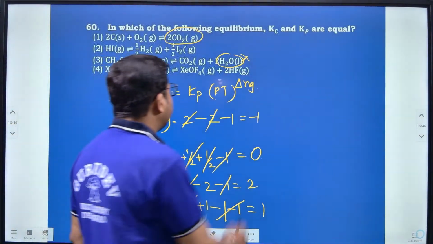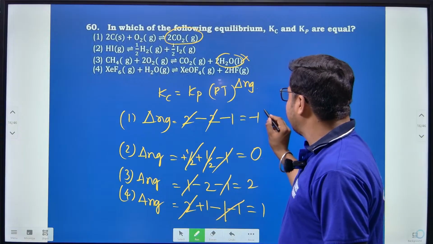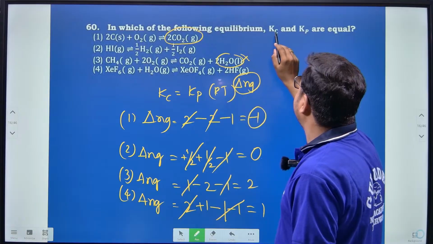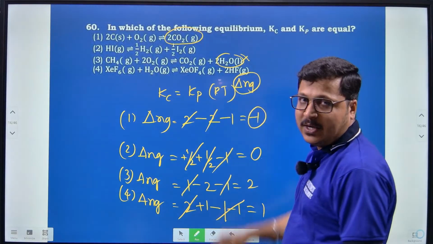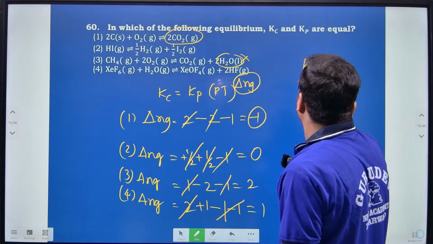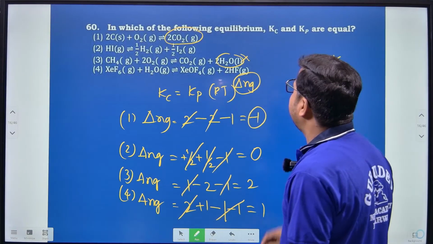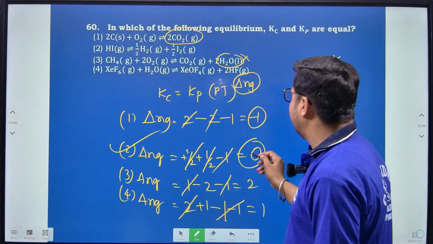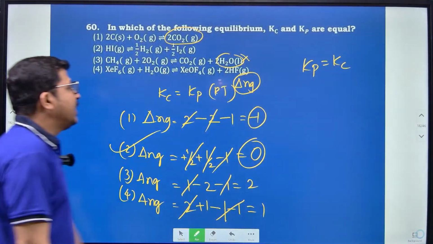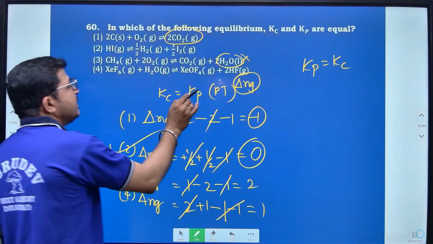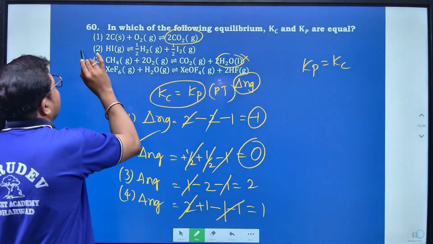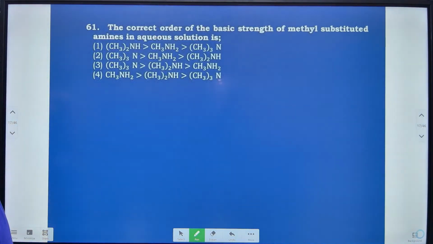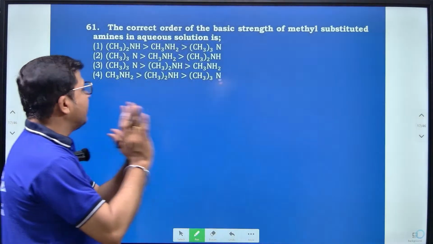Okay. Now substitute these values here. After substituting the values, Kc and Kp should be equal. And Kp is equal to Kc when we substitute the option 2 value. If delta Ng is equal to 0, then RT raised to 0 becomes 1, then they become completely equal to each other. Therefore, the right option is option number 2. Next, move to question number 61.